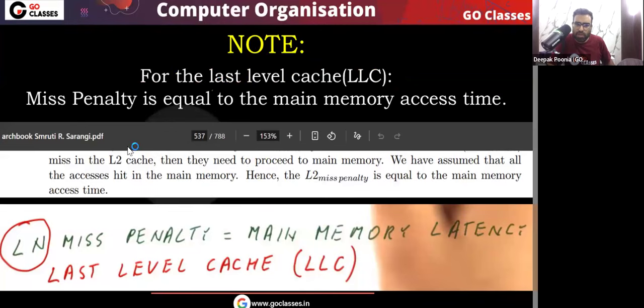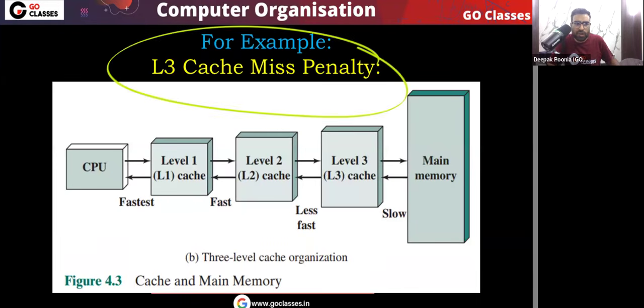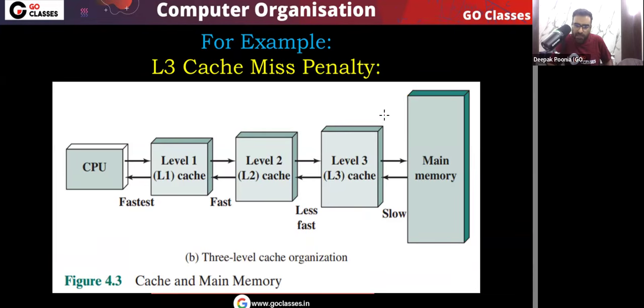In the previous lecture, I told you that for the last level cache, the miss penalty is the same as main memory access time. You can see for the L3 cache, what will be the miss penalty? After the detection of an L3 miss, we have to access the main memory. That's it. Yes or no? So you can see this L3 cache miss penalty is the same as main memory access time.